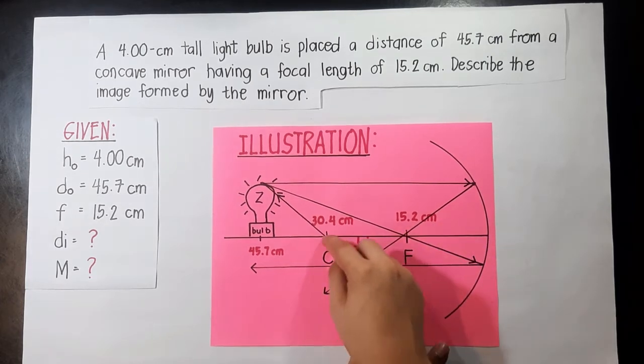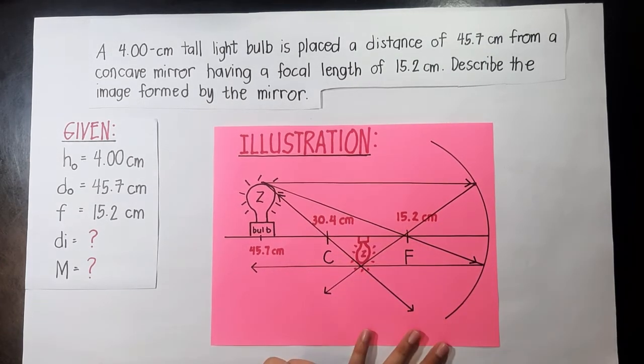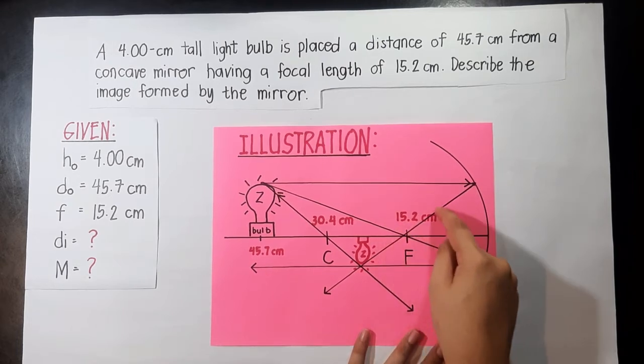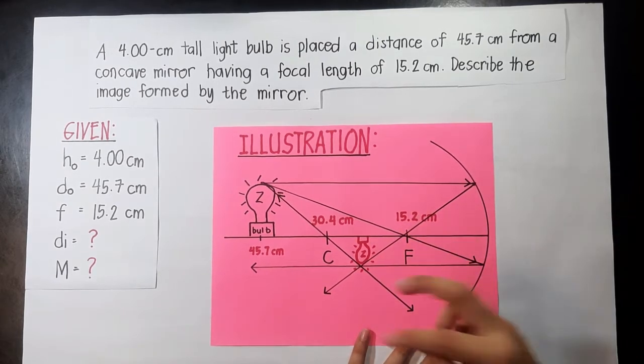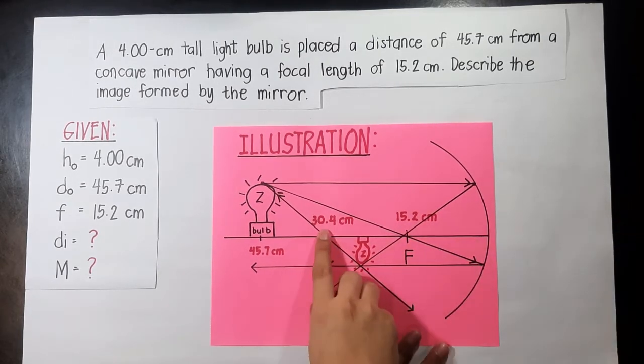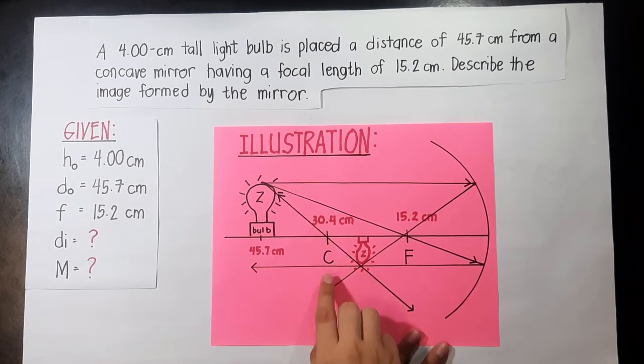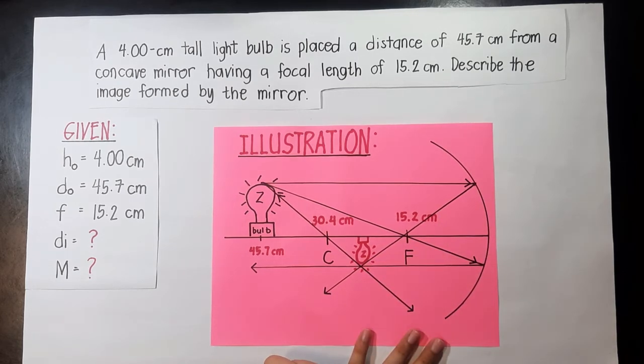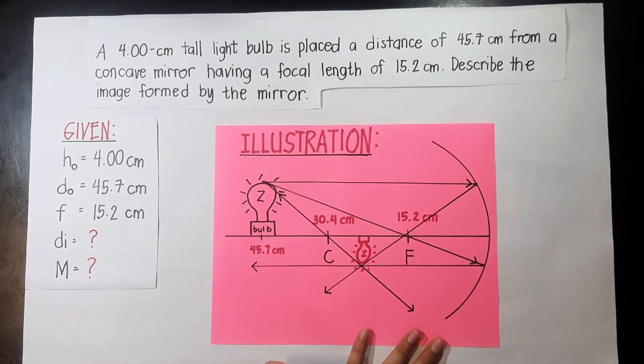To get the value of our C or the center of curvature, we just simply multiply the value of our F by 2. So, idodoble lang natin siya. At ang nakuha ko ay 30.4 cm. That is the value of our center of curvature. So, kung titingnan natin ang value ng ating DO, which is 45.7 cm, that is beyond C.